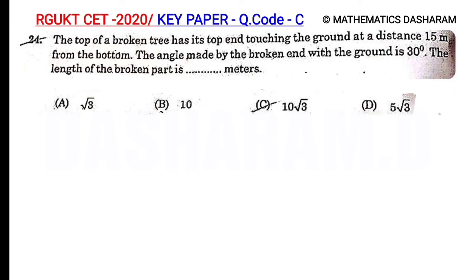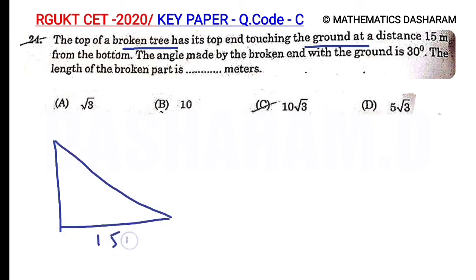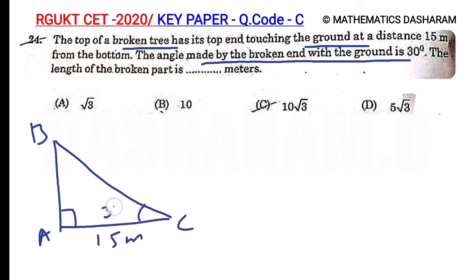24th question. The top of the broken tree has its top end touching the ground at a distance of 15 meters from the bottom. So here is a diagram, 15 meters from the bottom. Here is 90 degrees. Let's take it as ABC. The angle made by the broken end with the ground is 30 degrees. The length of the broken part is dash meters. So that means, what is the value of BC?